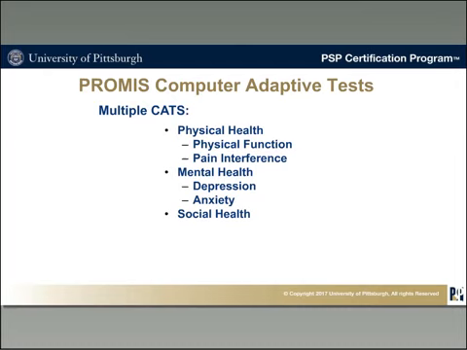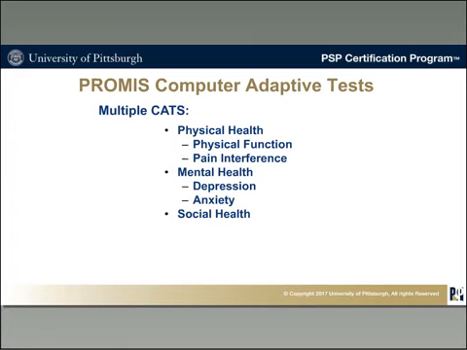There are multiple computer adaptive tests that have been developed by the PROMIS network. These can be obtained, and you can get more information about these at a website called healthmeasures.org. This is an organization that is based out of Northwestern University in Chicago, and they have developed and have available multiple computer adaptive tests to assess physical health, mental health, and social health.